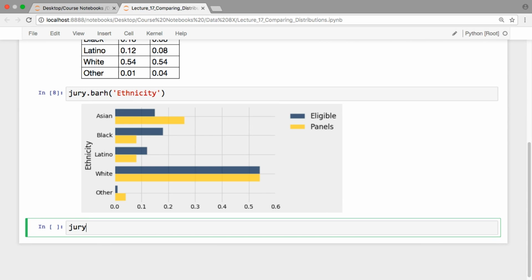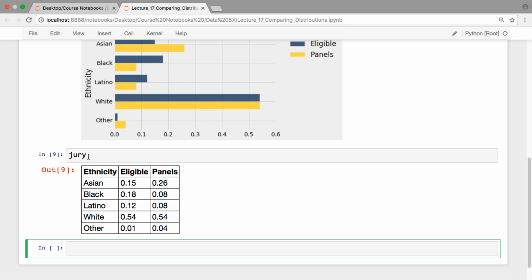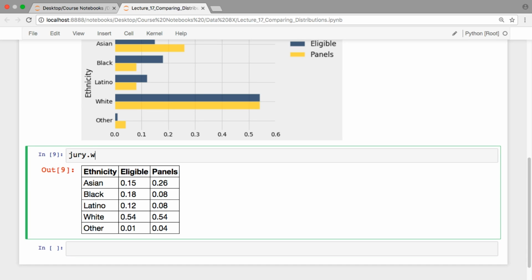It's a good idea to look at the jury table once again. It's quite natural to look at differences line by line. What were the differences in each of the categories?